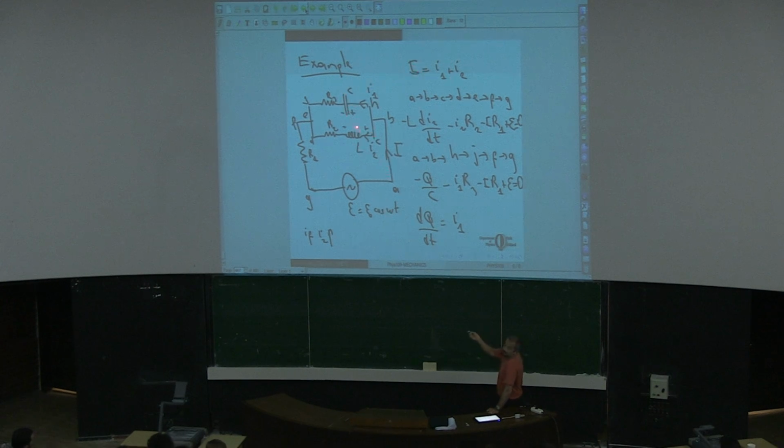And when omega is very large, the capacitor just behaves as if it doesn't exist. It is a short circuit. And if the capacitor doesn't exist, this line doesn't exist. The capacitor is just a short circuit. So I have a single circuit with 2 resistors in series. So the current passing through it will be just epsilon over R1 plus R3.